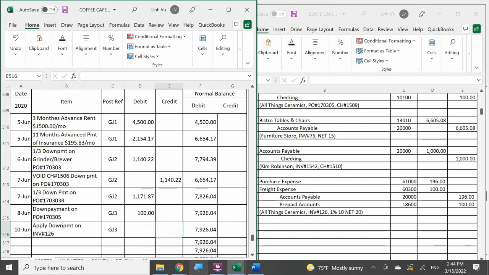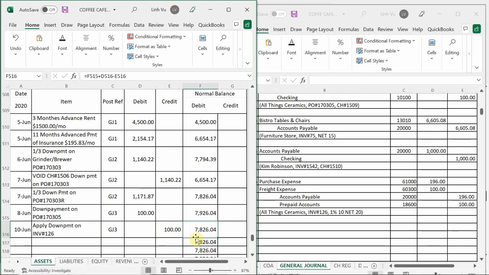So in this case, because I'm applying it, I'm redeeming it, I'm going to decrease my prepaid amounts, right? Because again, this is going to be associated to my bill. It's going against my bill. So therefore, it tells me that I've decreased my account from 7,926 to now 7,826 because I decreased it by $100. Okay.